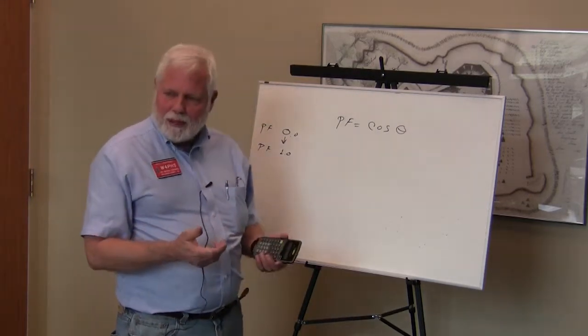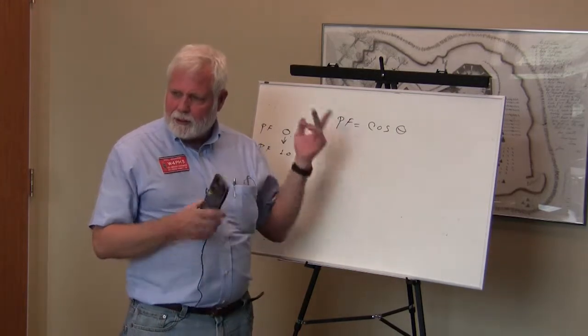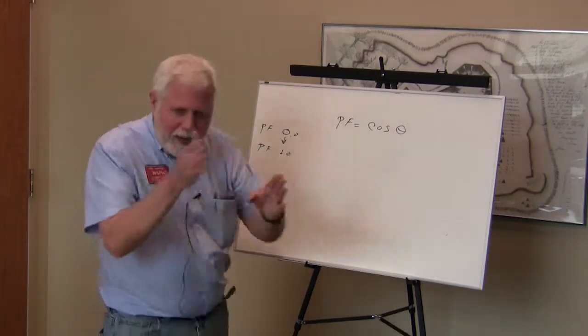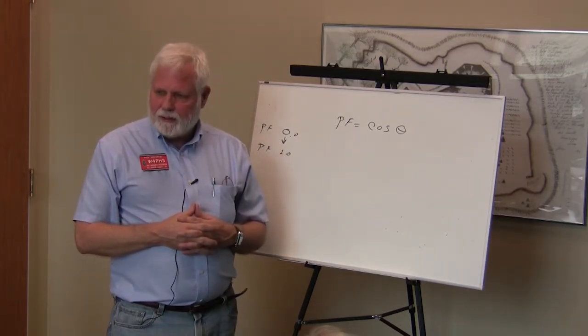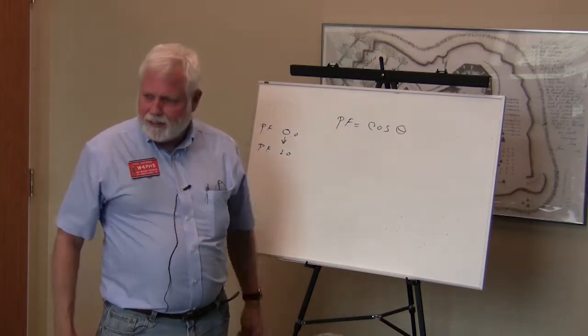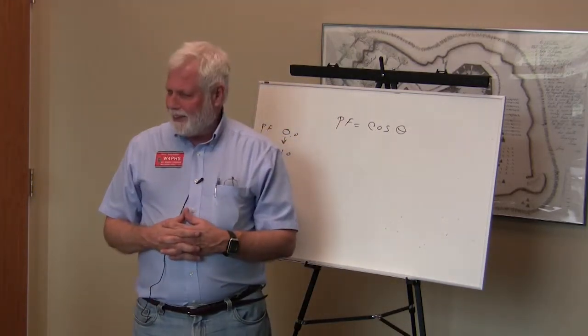Obviously, if you have something in between, if it's a phase shift of 30 degrees, the cosine of 30 degrees is what the power factor is. So that is the amount that the current and voltage are shifted. That is it. Do you feel prepared for this exam?